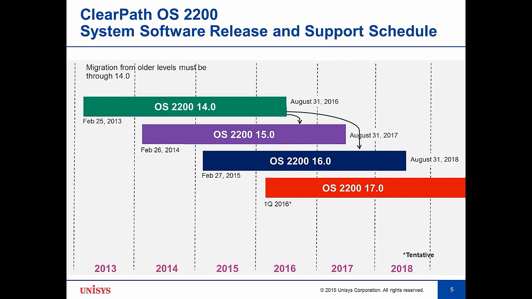This is our OS 2200 roadmap. We've just released OS 2200 Release 16.0, and we're now working on getting our 17.0 release ready for early next year. And as you can see, we're continually innovating to support your needs. I also want to mention that we'll be presenting some very important information about your migration options and processes later in this presentation, so please make sure to take note of that later on.